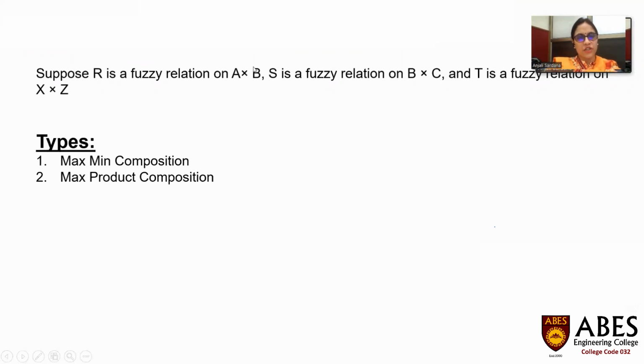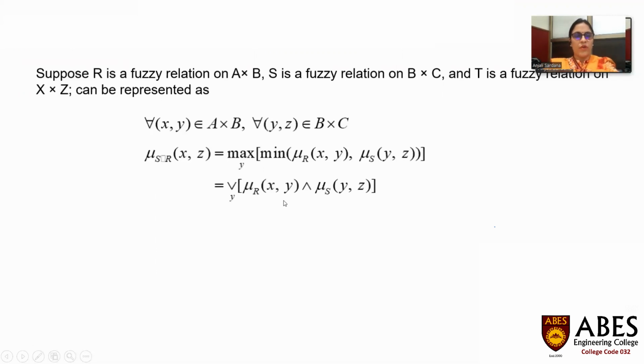Suppose R is a fuzzy relation on A cross B and S is a fuzzy relation on B cross C. Then we want to find the relationship between A and C elements. Then it could be represented using the composition relation. There are two types of operations that can be performed for the composition of the fuzzy relation. First one is the max-min composition, and the next one is max product composition. We'll be talking about them one by one.